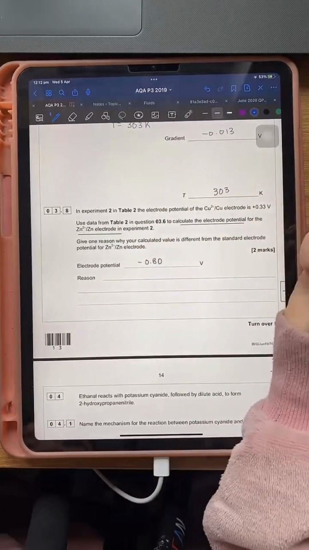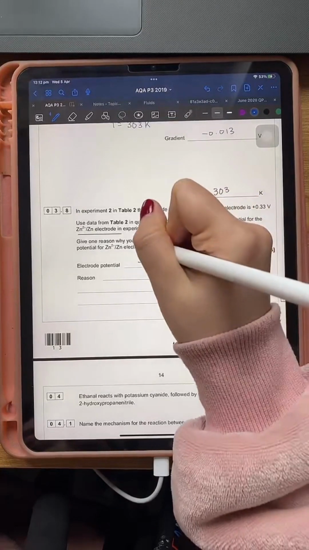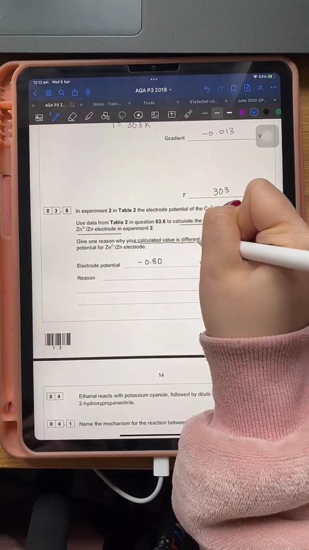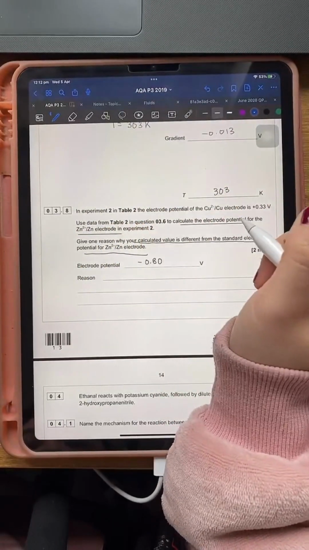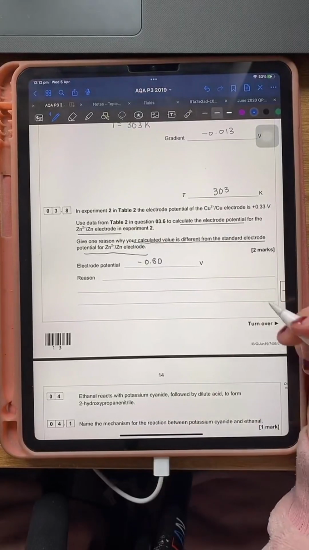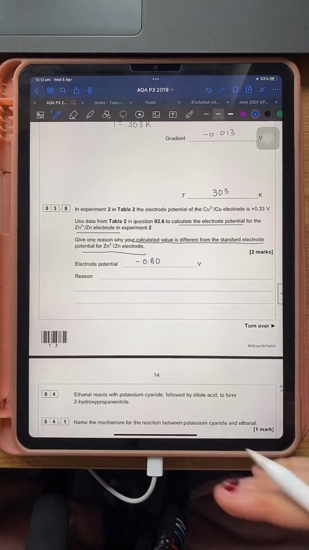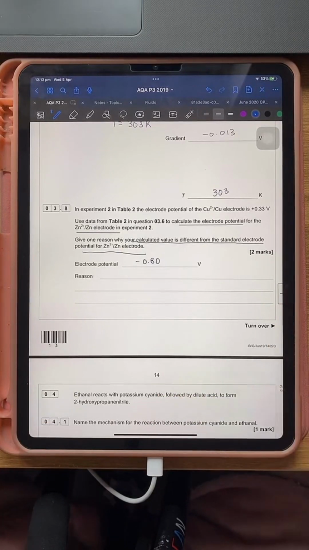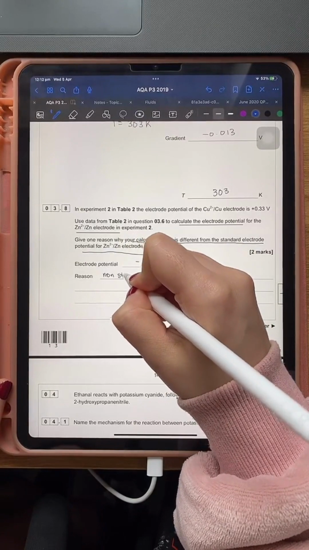Give one reason why your calculated value is different from the standard electrode potential for the Zn2+ Zn electrode. This one's a common question. If they ask you for discrepancies, why is this different to the calculated? Why is the actual different from the calculated? The answer is always because of different conditions. So that's what you can say here. Non-standard conditions were not used.